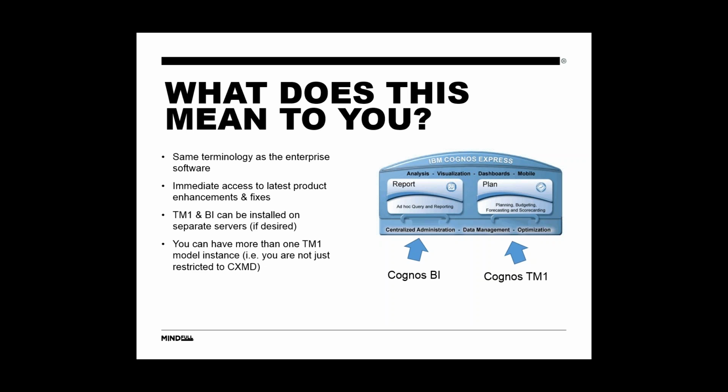I guess one of the issues with Cognos Express in the past was there was quite a lag between the enterprise version of the software because it had to be packaged up and taken across to Cognos Express before you could actually use it. So maybe there was a 6-month lag behind the enterprise software, just depending on the releases. Now what this means is you've got immediate access to any of the product enhancements. So as they release features for TM1 or for BI, you've got the ability to install those releases straight away. You don't have to wait for it to come into Cognos Express now.